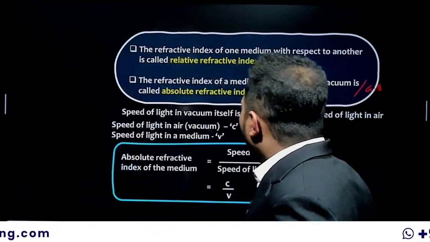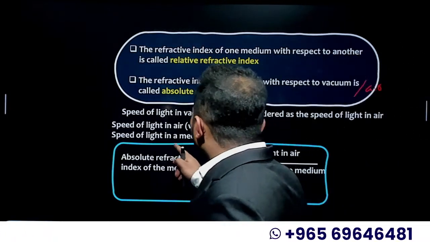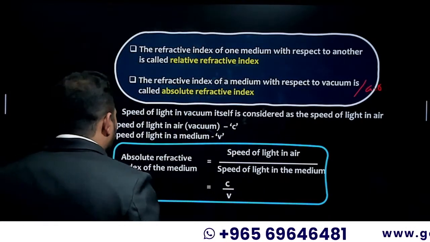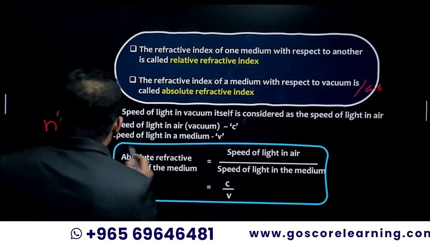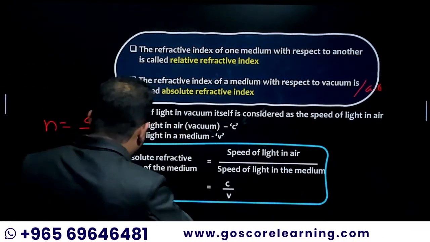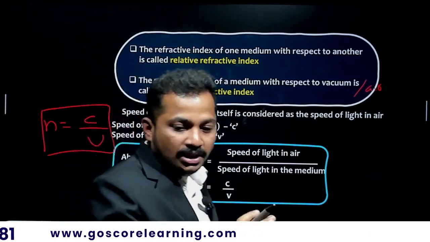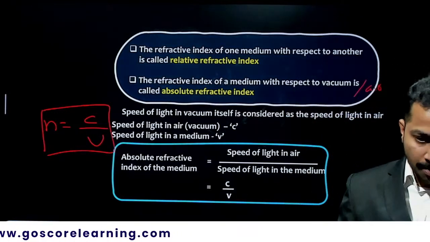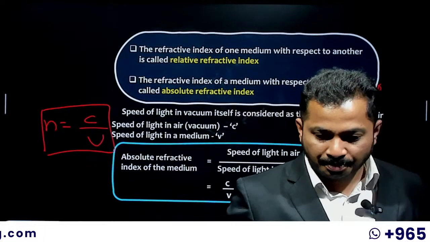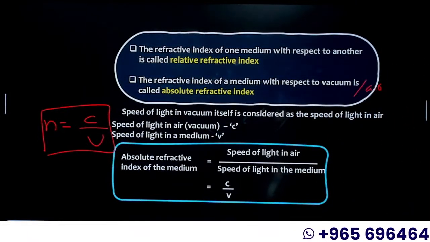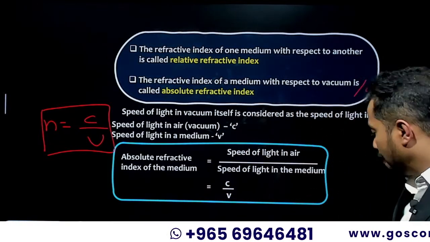The speed of light in vacuum is itself considered as the speed of light in air, so the speed of light in air or vacuum we can take as C. The equation for absolute refractive index is N equals the speed of light in air or vacuum, that is C, divided by the speed of light in the medium, V. So N equals C by V. You got it? So the refractive index equation is C by V: the speed of light in vacuum divided by the speed of light in the medium.